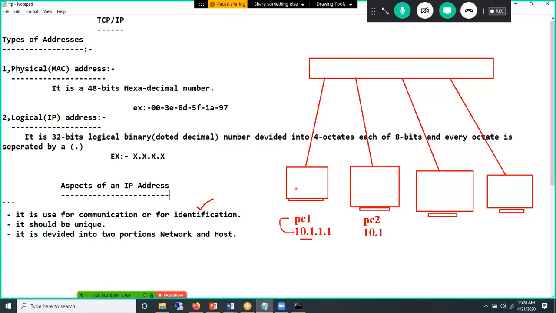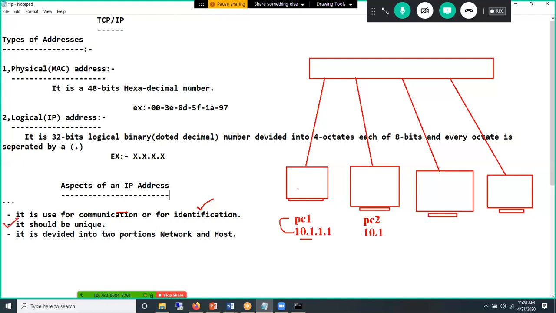Now you can communicate to Gmail, you can communicate to Amazon, you can transfer money, you can do many things, but only if you have an IP. So identification is very important. Not only communication, IP is also used for identification. It's like an ID of a machine.